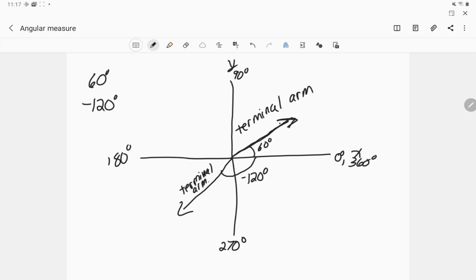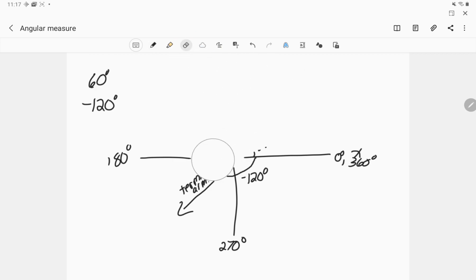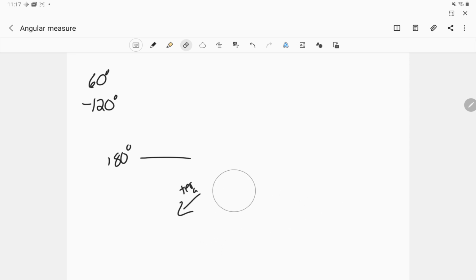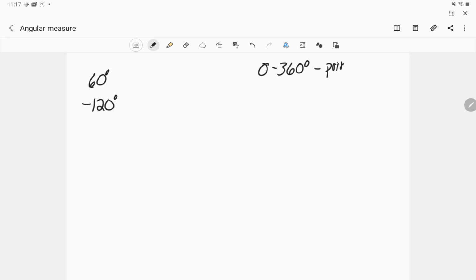All right. If you have an angle that is between 0 and 360, it is considered a principal angle. So an angle between 0 to 360 degrees positive, that is called the principal angle.